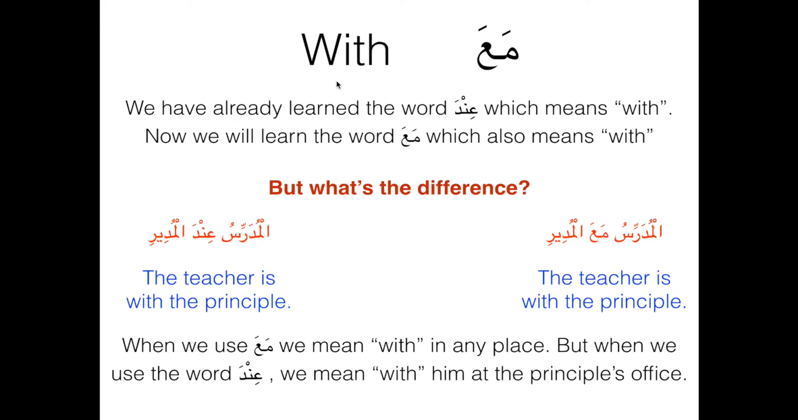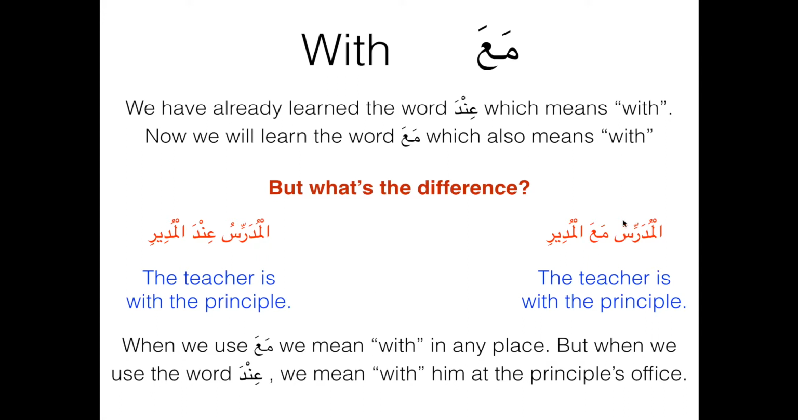Ma'a means with. So we've learned about inda, now we're learning about ma'a. Inda means with as well. Ma'a means with as well. What's the difference? Look at this example here. Al-mudarrisu ma'al mudiri. The teacher is with the principal. Al-mudarrisu inda al-mudiri. The teacher is with the principal.